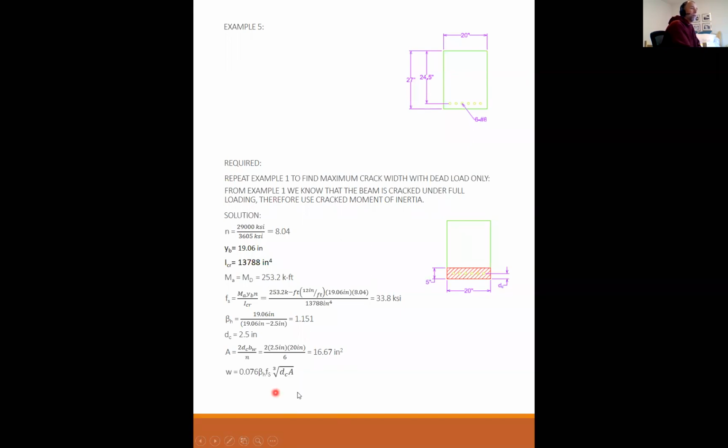So I put it all into my Gergely-Lutz equation, and I plug in my 0.76, 1.151, 33.8 KSI, and the third root of 2.5 times 16.67. And this all comes out to be 10.3. The equation gives you 10.3, but the equation is in thousandths of an inch. So this is actually 10.3 thousandths of an inch, or 0.0103.